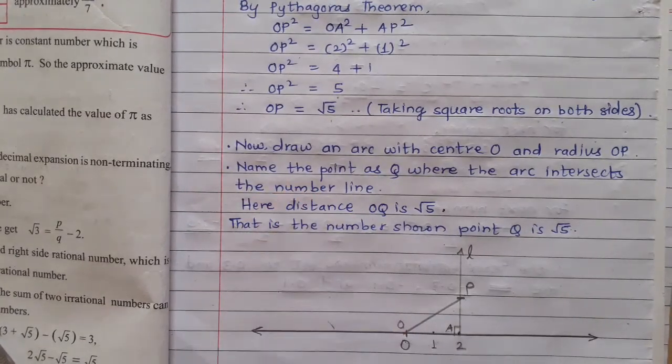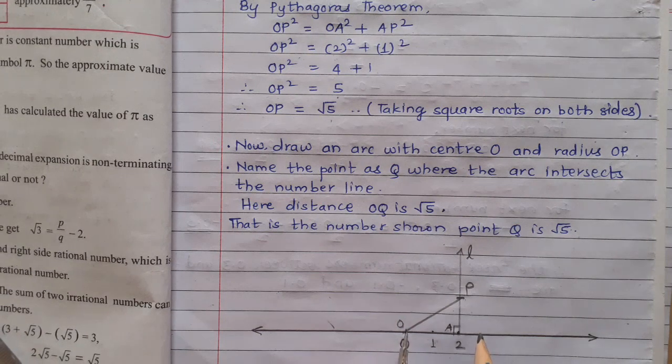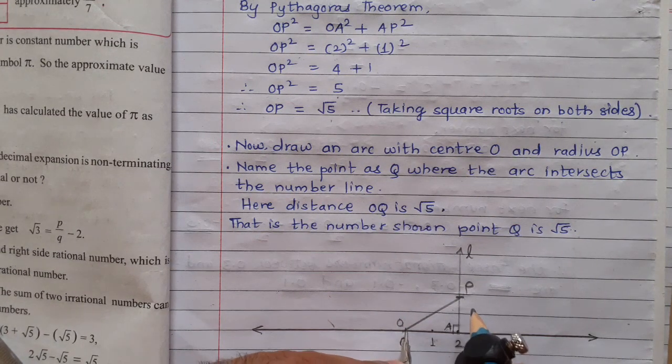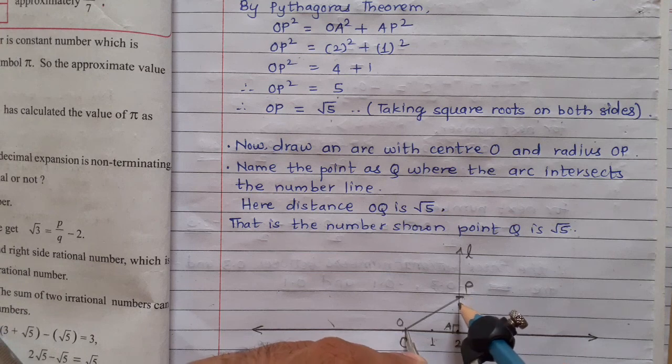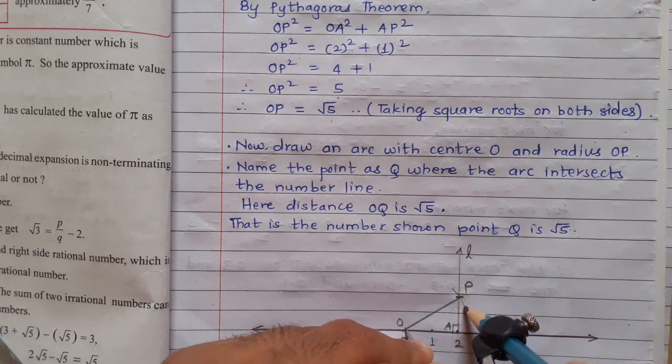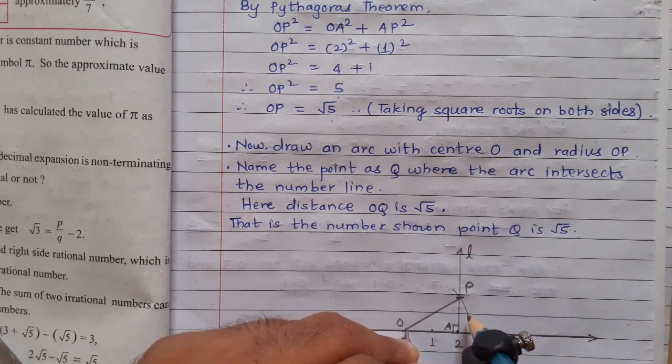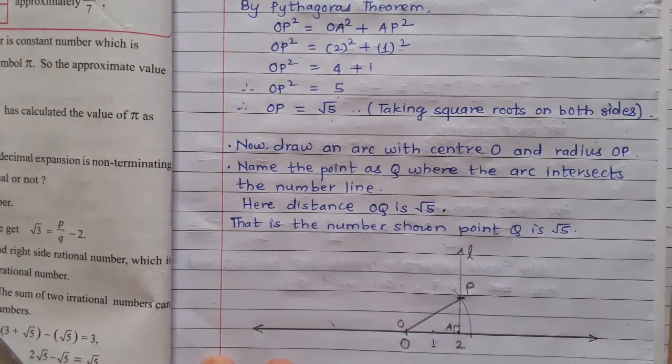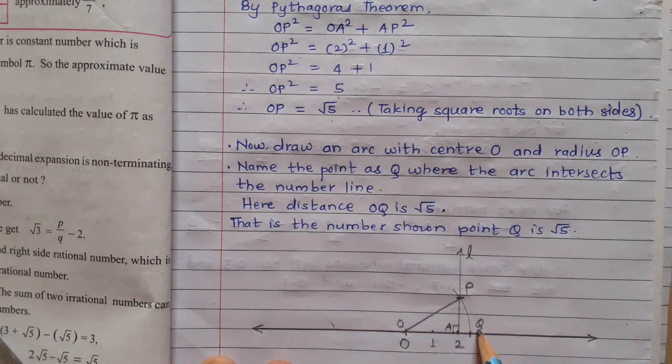Now draw an arc with center O and radius OP. So we are drawing the arc here. Here the arc intersects the number line. Then give the point the name Q. This point is Q.